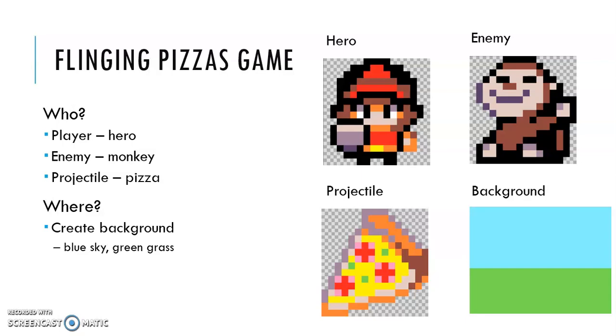So our player is the hero character from the gallery. The enemy is the monkey character from the gallery. And then the projectile, we're going to have a pizza. So the hero is going to be flinging pizza at the enemy. And then the background, we're going to create a very basic background with blue sky and green grass.